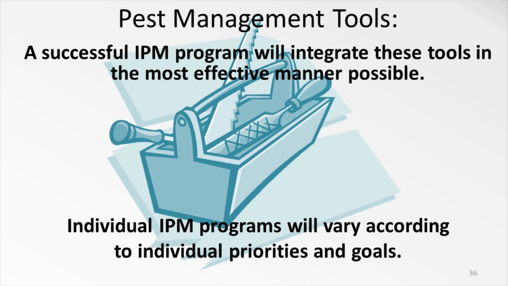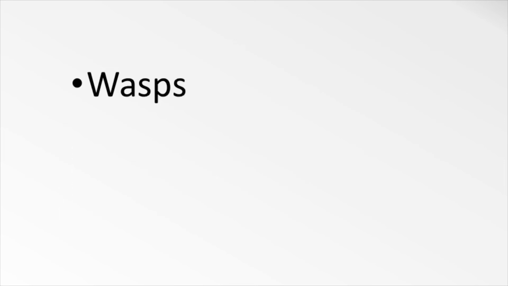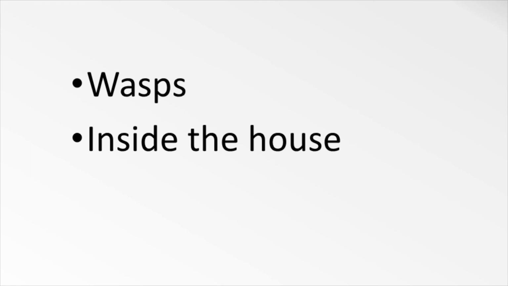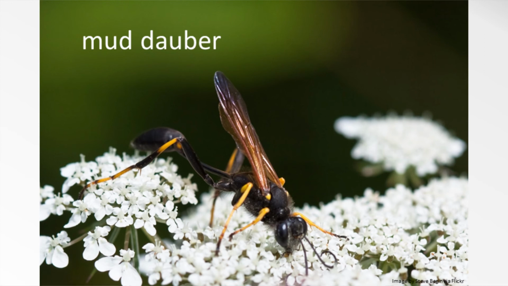To finish up, I'd like to share an example from my own home. In this case, the pests I had to deal with were wasps. Now, they weren't in the garden, they were actually inside my house. This wasn't just the occasional wasp coming in through an open door or ripped screen, it was a recurring problem in the upstairs bedrooms. The wasps I was seeing were typical yellow and brown mud daubers.